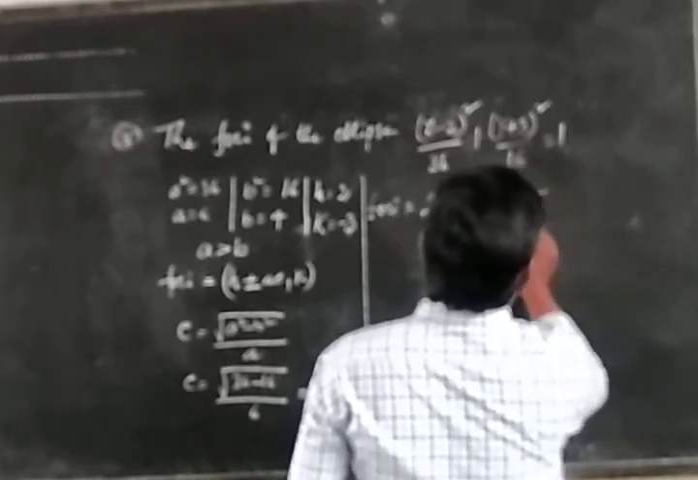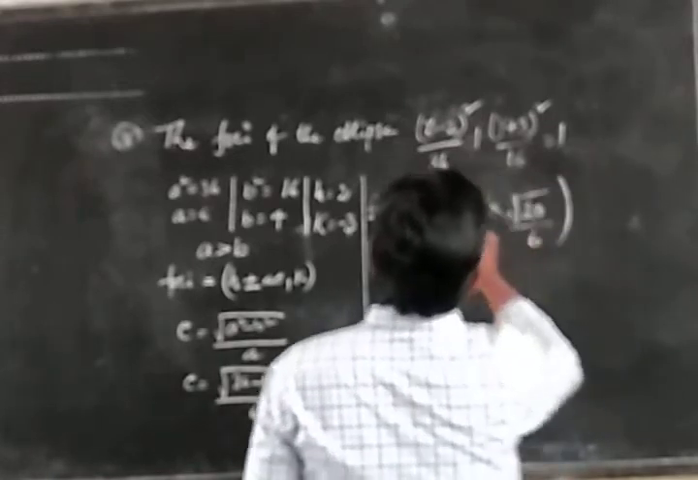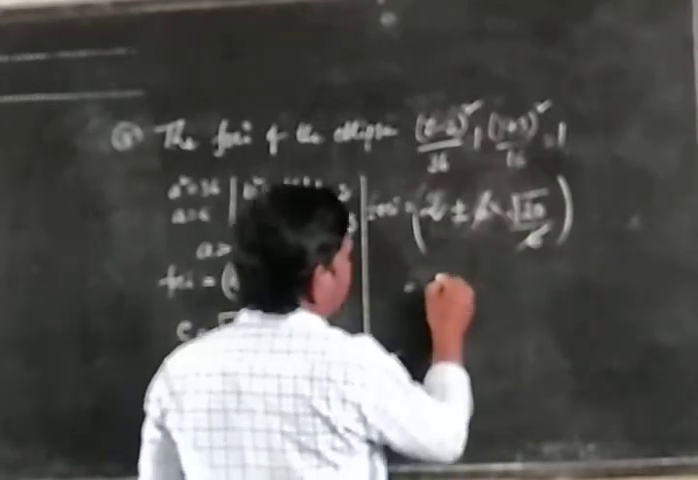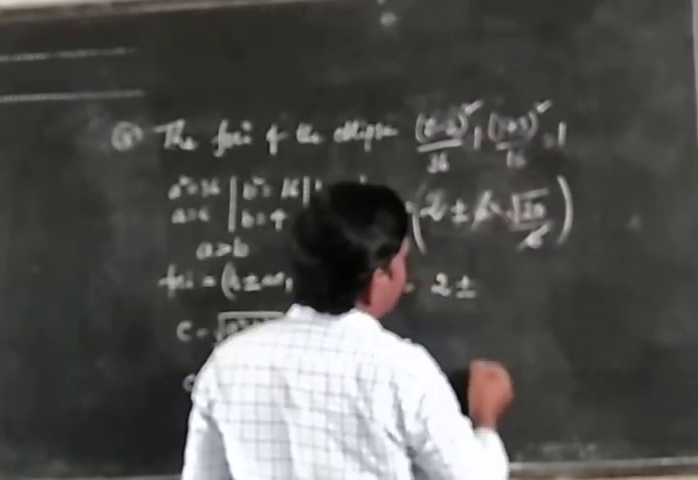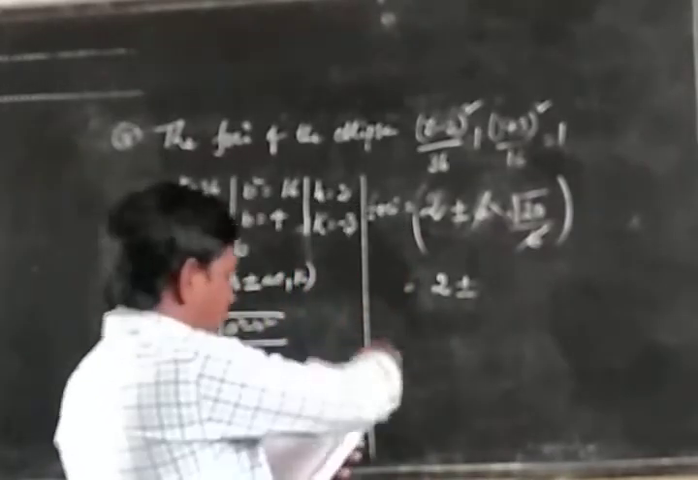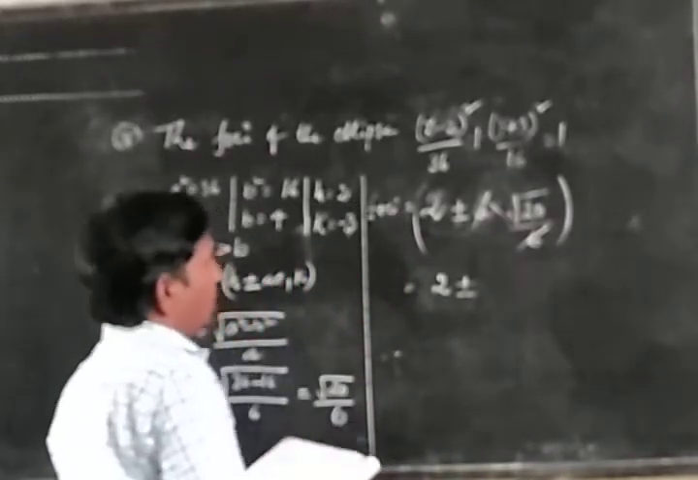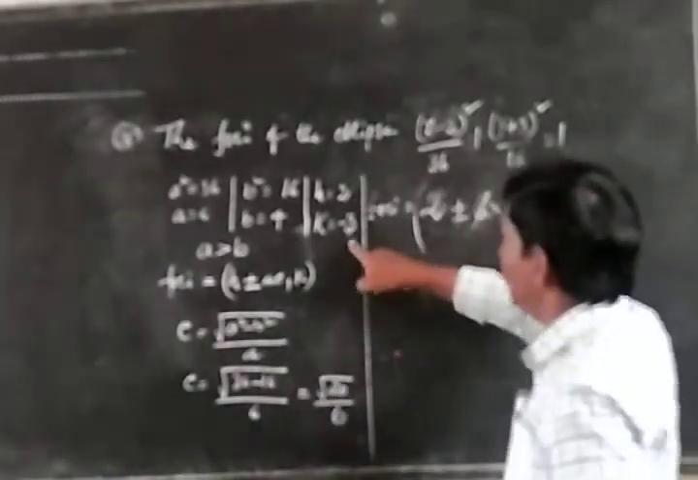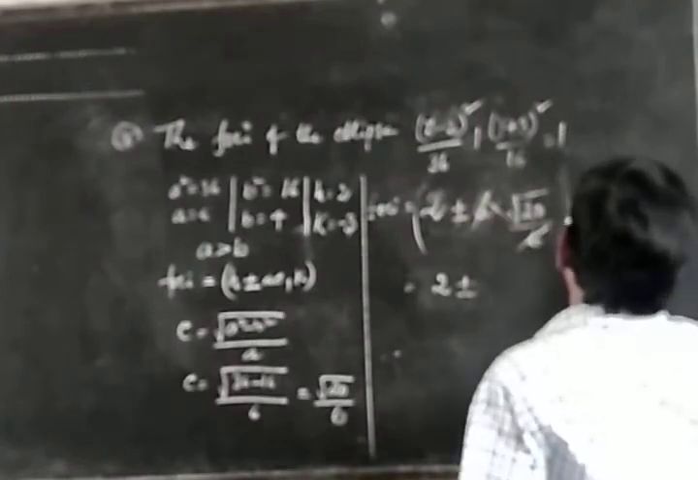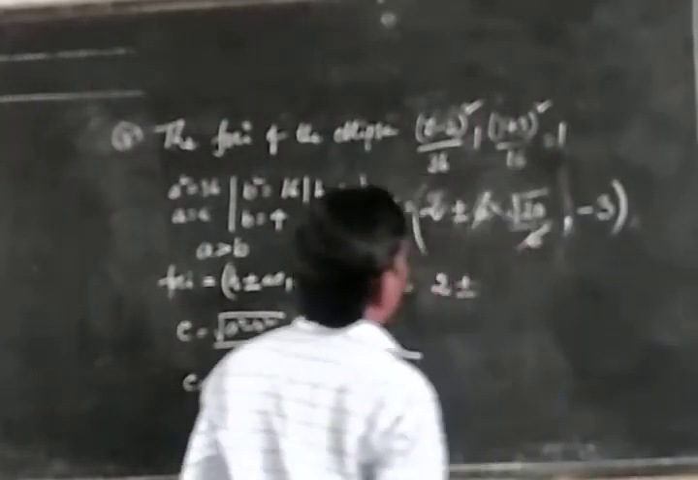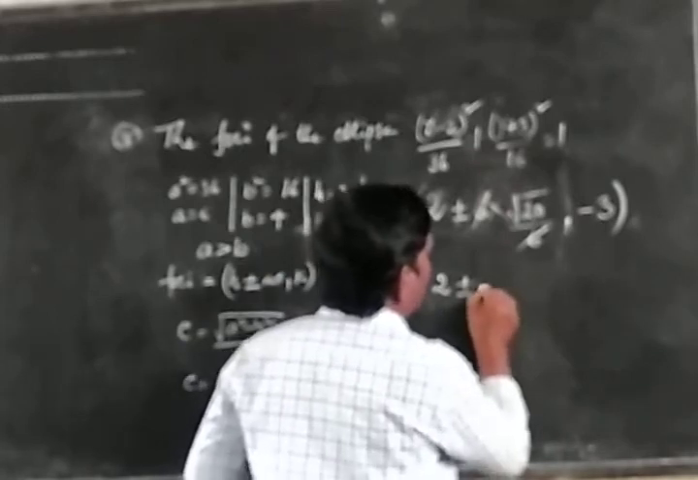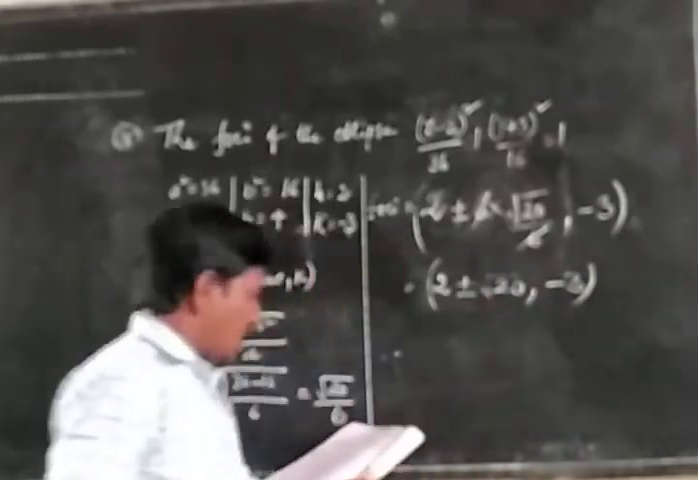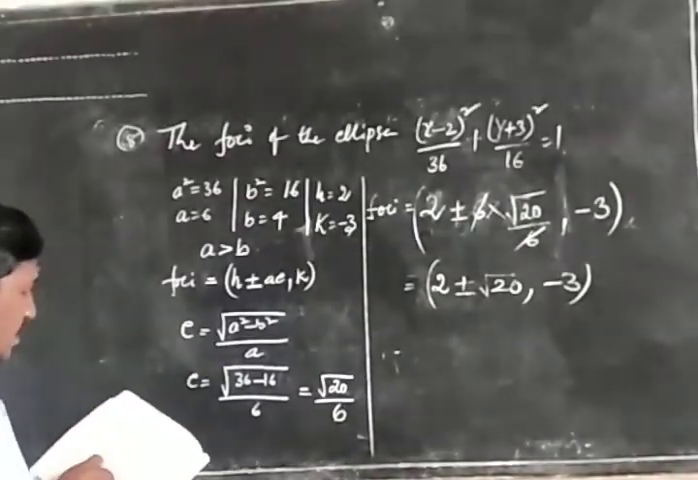Root 20 by 6. Okay, 6 cancel. So what remains? 2 plus or minus root 20. Okay, what do we have to write? Comma. What is the k value? Minus 3. K value minus 3. This is the foci: 2 plus or minus root 20 comma minus 3. Which option? Second option.